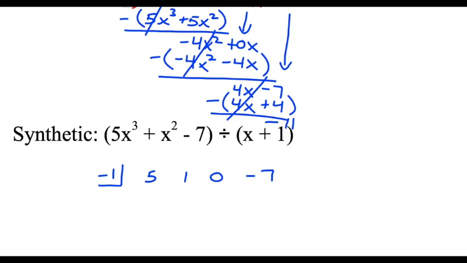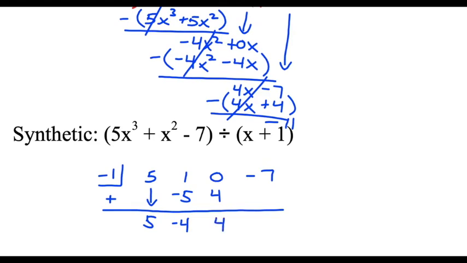Okay. 5, 1, 0, and negative 7, those are just my coefficients. Once again, notice the placeholder here. Okay. In this particular method, I add instead of subtract. And you always begin the process by bringing this number down. Take that number, multiply it by the number in the box. The result is written right there. What's 1 plus negative 5? Negative 4. Negative 4 times negative 1. 0 plus 4, 4. 4 times negative 1. And negative 7 plus negative 4 is negative 11.